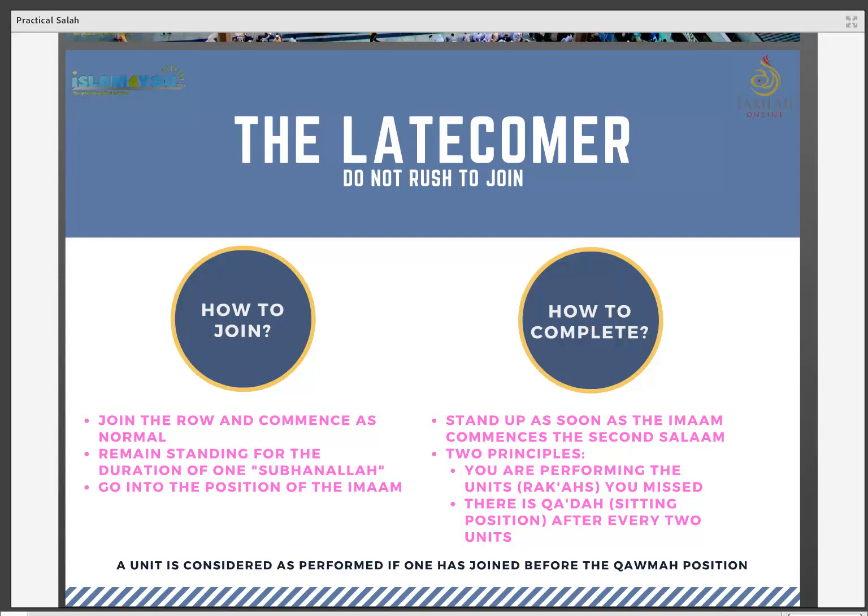Now what happens if a person happens to come late? We should endeavor and try that we always make it there on time at the commencement of the prayer, because the Prophet Muhammad sallallahu alaihi wasallam has greatly encouraged us to be there at the commencement of the prayer. From the time that the Imam says the first Allahu Akbar, we should be joining at that time.